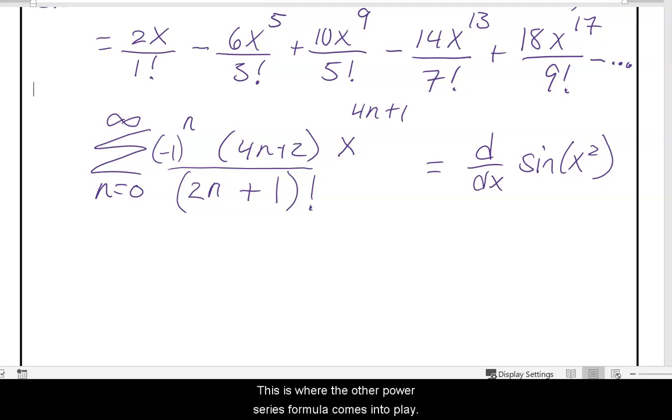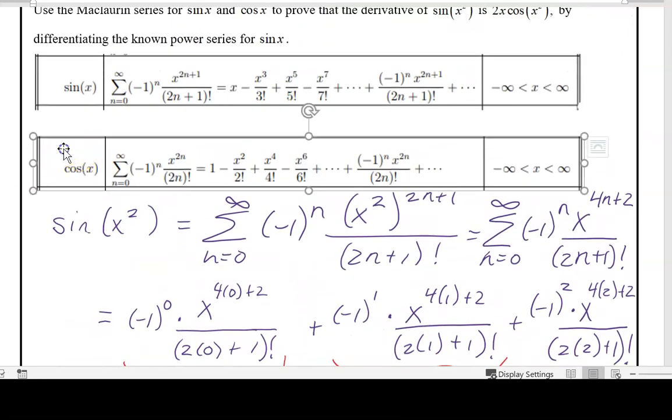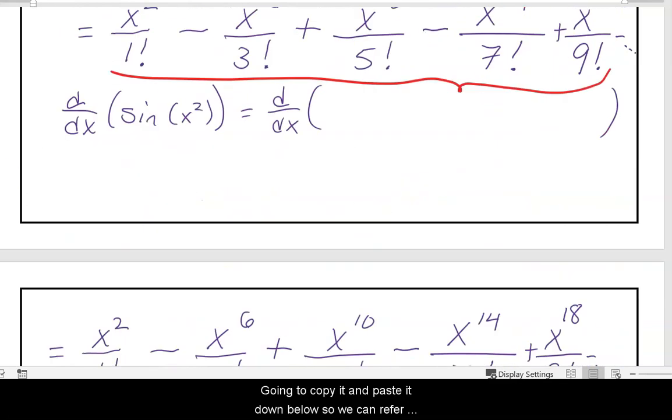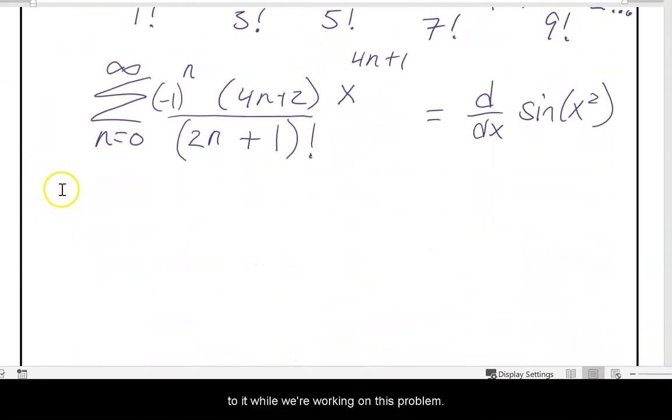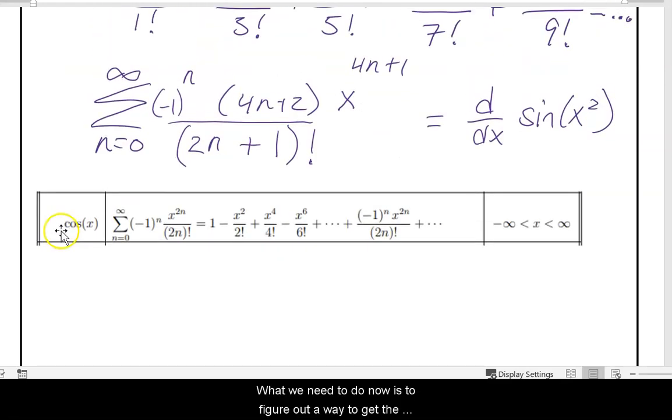This is where the other power series formula comes into play. Let's take a look at the known power series for cosine. The known power series for cosine is here underneath the known power series for sine. We're going to copy it and paste it down below so we can refer to it while we're working on this problem. What we need to do now is to figure out a way to get the formula that we have representing the derivative of the sine of quantity x squared to more represent the format of cosine.